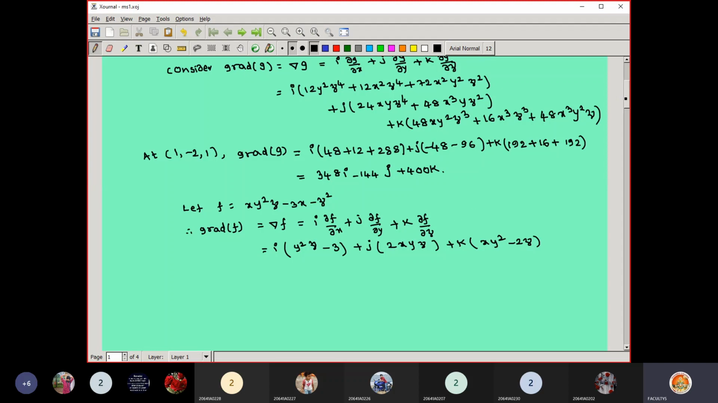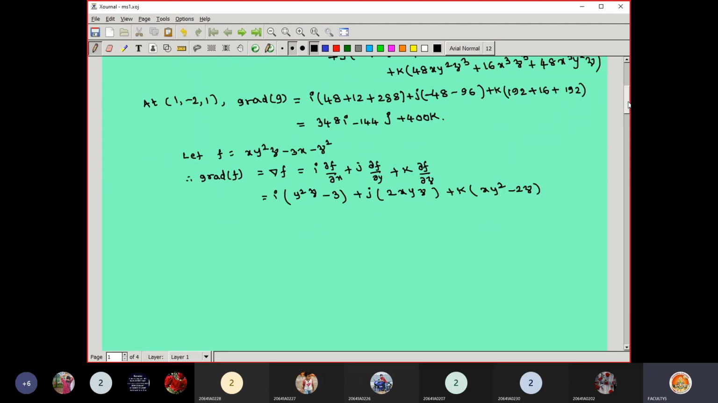Suppose different points, then you would do first one for the first and second one for the second. Here only one point is given, so better you write down that point here, at (1, −2, 1), you are getting the gradient of f.